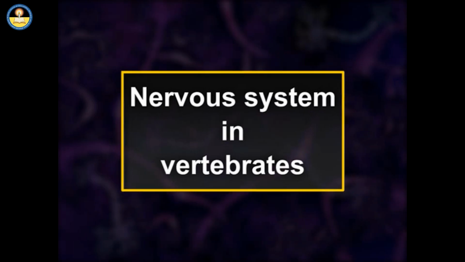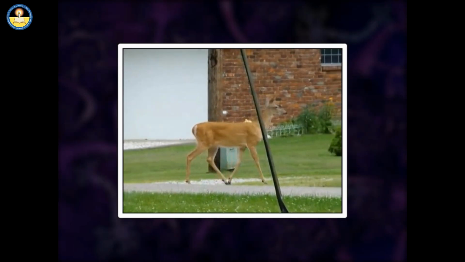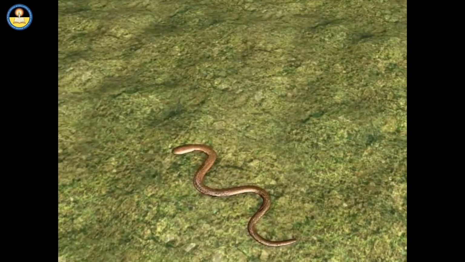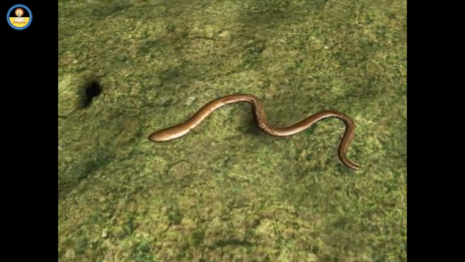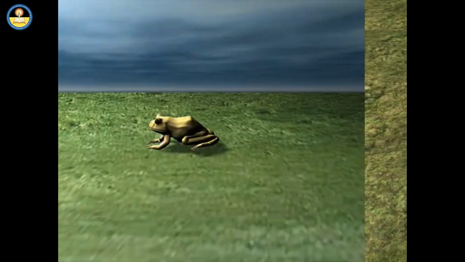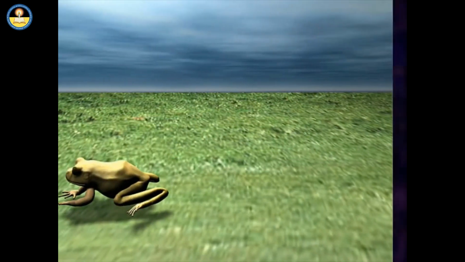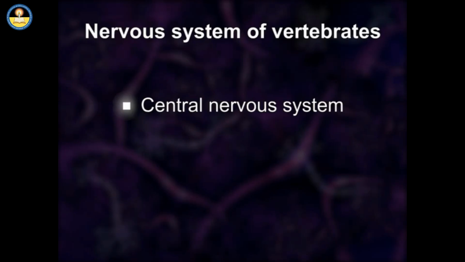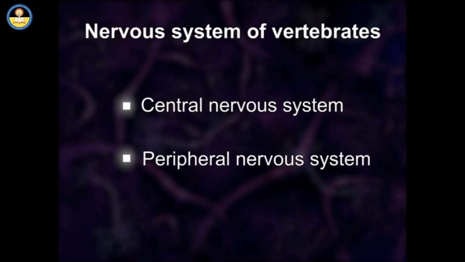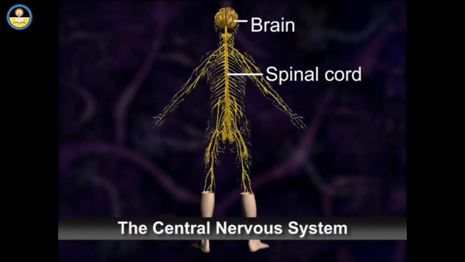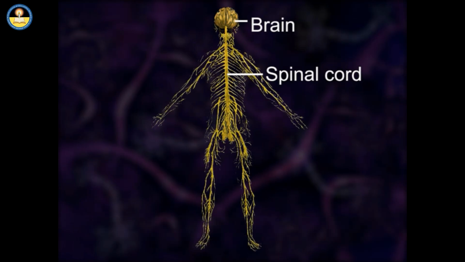Nervous system in vertebrates. Vertebrates have a highly advanced nervous system. This is the reason that they exhibit complex behaviors. The nervous system of vertebrate animals is often divided into the central nervous system and the peripheral nervous system. The parts of the central nervous system, the brain and spinal cord, remain very well protected.